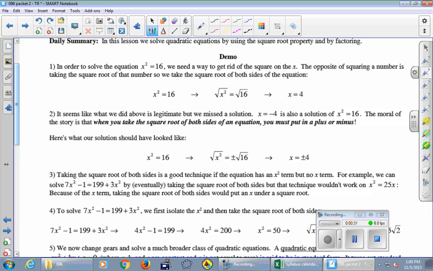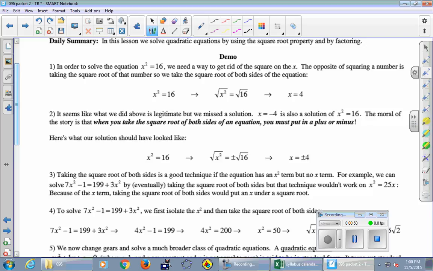So let's take a look at number one. In order to solve the equation x squared equals 16, we need a way to get rid of the square on the x. The opposite of squaring a number is taking the square root of that number. So what we're going to do is take the square root of both sides of this equation. Seem reasonable as a way to get x by itself? Take the square root? Yes?